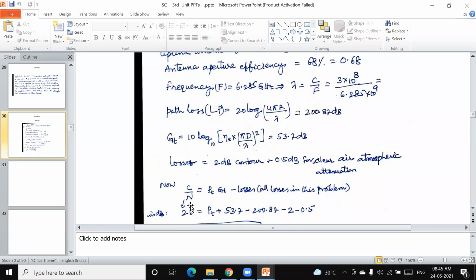For the C by N of 26 dB for the transmitting earth station's transmitting antenna, we need the transmitting power and the gain of the transmitting antenna. So for this you need to know PT GT, and these get added in dB. So now here GT is needed. PT GT minus losses. So GT.